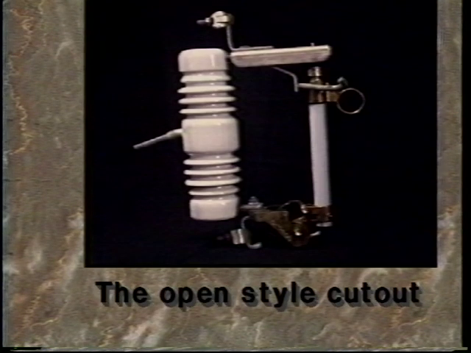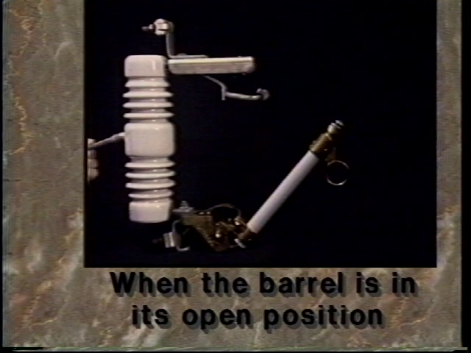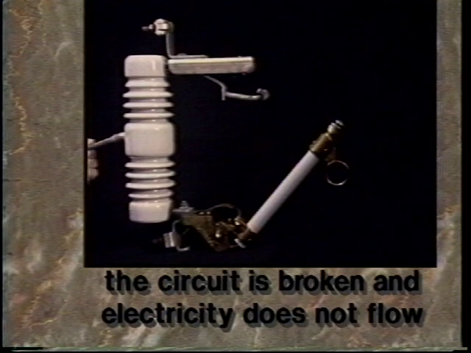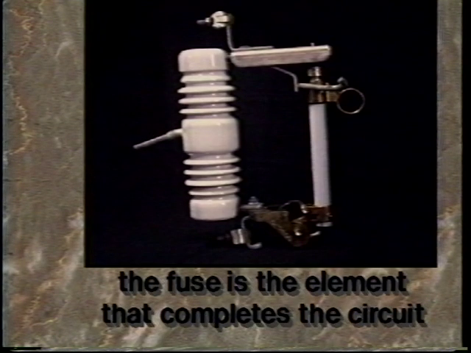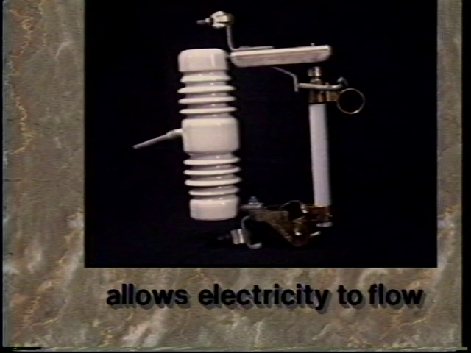The open-style cutout, which is the most commonly used cutout in distribution systems. This type of cutout contains upper and lower points of contact and a barrel, which are exposed to the elements. When the barrel is in its open position, the circuit is broken and electricity does not flow. When the barrel is closed, the fuse is the element that completes the circuit and allows electricity to flow.